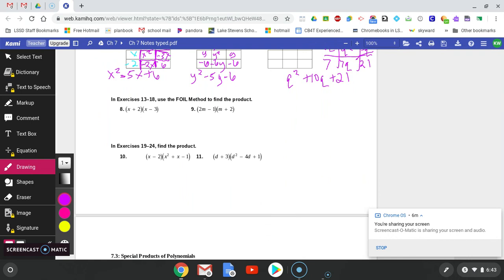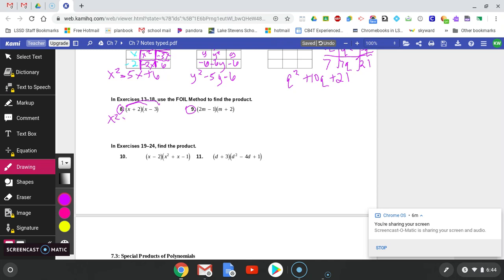So I'll actually do number 8 using FOIL, and then I'll do number 9 using the area method just to show you can choose whichever one you want. But even if you use a different method than me, when you check your answers, you should still get the exact same things. Okay, so x times x is x squared.